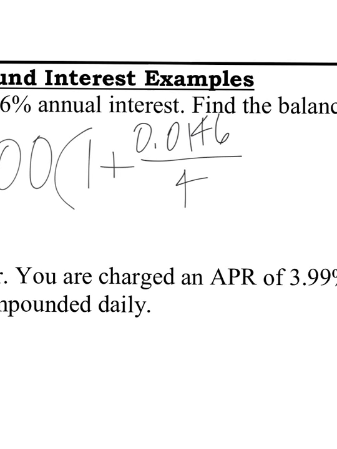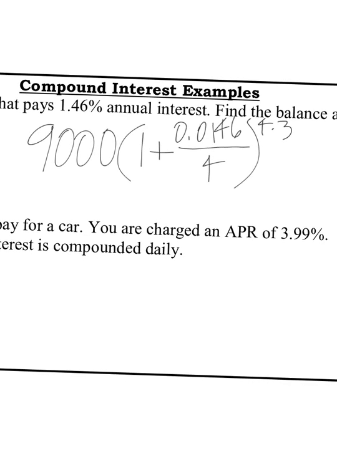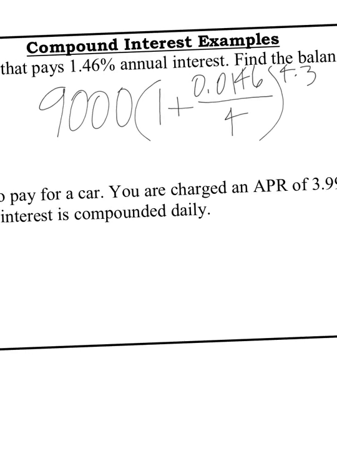All right, I can close the parentheses now, and I can raise it to the power of n times t. So there's 4 quarters in a year, and it said for 3 years. So you can raise it to the power of 12, or you can just type in 4 times 3 in the exponent, okay? The nice thing about the graphing calculator is that you can type this in as it appears, and it'll give you the final amount, all right?